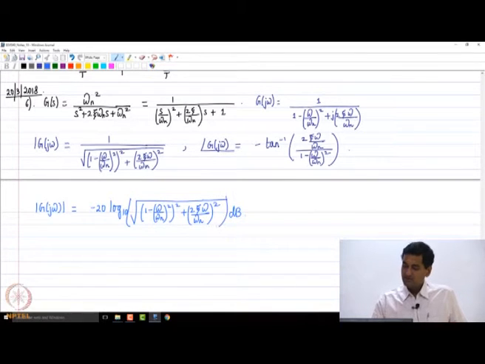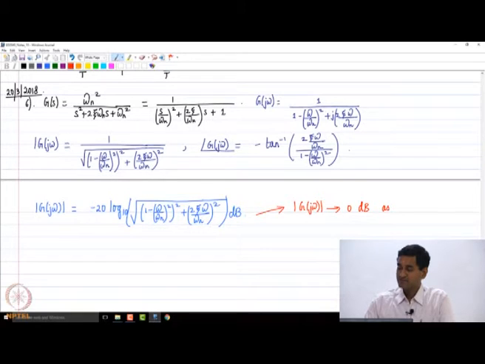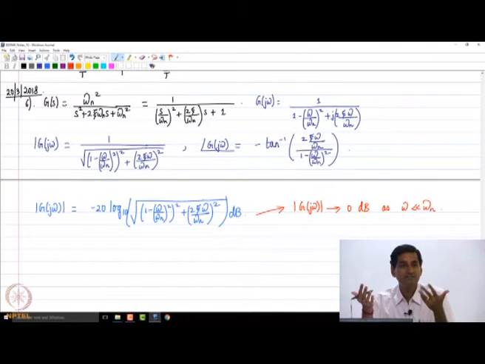What will happen as omega is very small? What do you think will happen to this magnitude when omega is very small compared to omega n? The magnitude of G of j omega will tend to 0 decibels as omega is much smaller than omega n. Why am I taking omega n? Because we have omega divided by omega n, so I have to compare the frequency in relation to omega n, right.